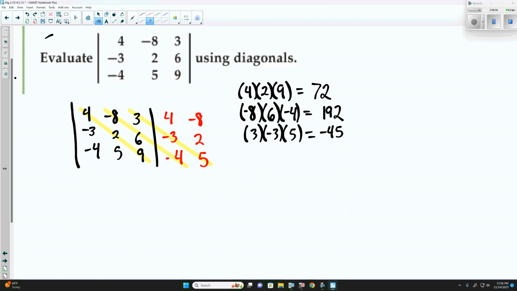Questions on what we've done so far? Next step, add those 3 together. 219. We feel good with this so far, yes? Okay, we're halfway done.